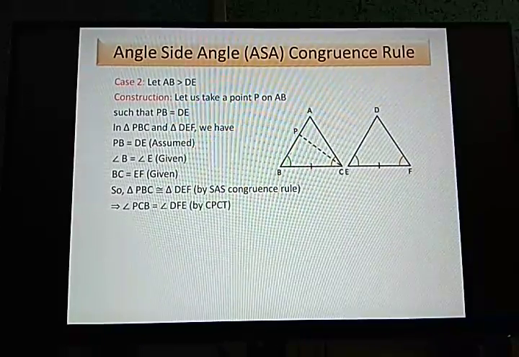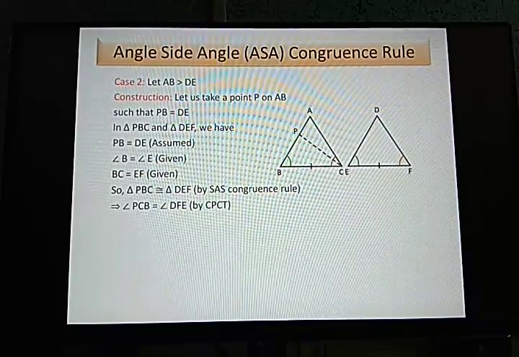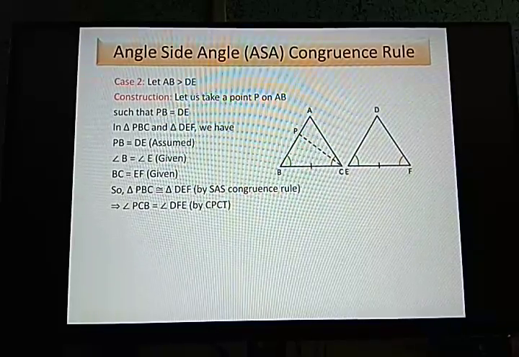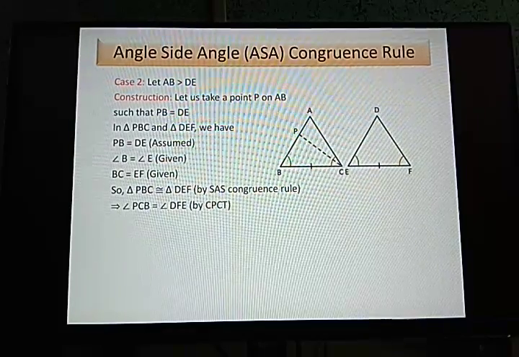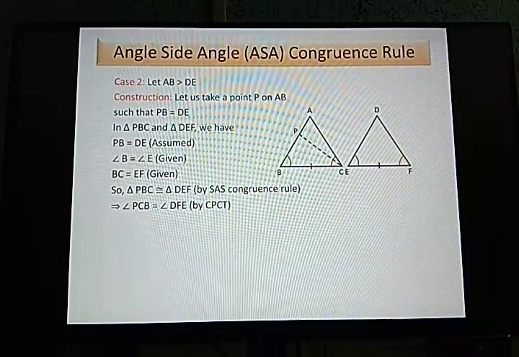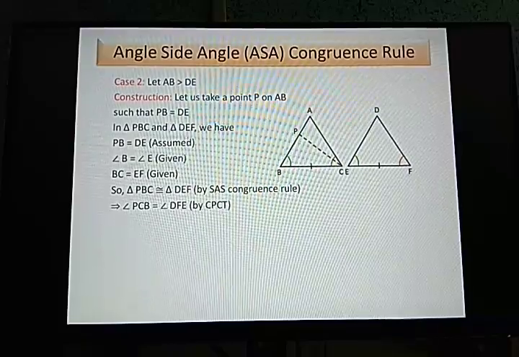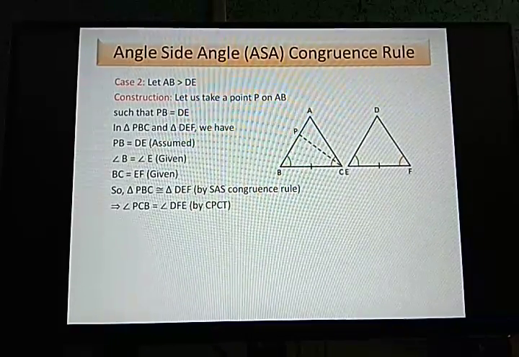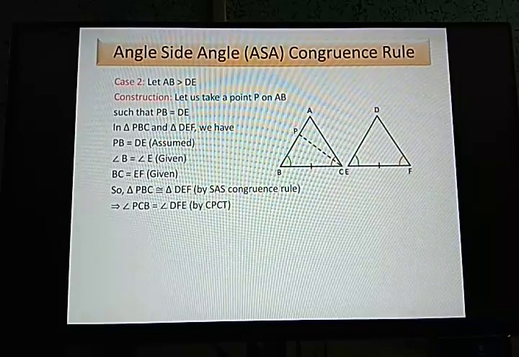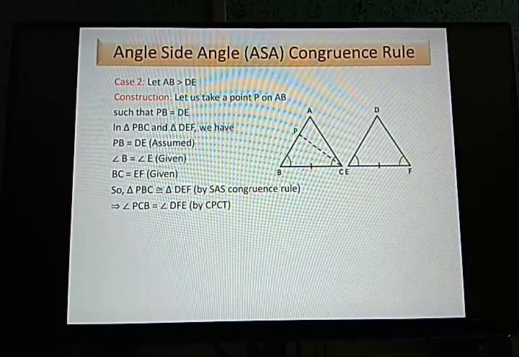Now, after showing that triangle PBC is congruent to triangle DEF, we can write that angle PCB is equal to angle DFE by CPCT. Now, if you remember correctly, CPCT stands for corresponding parts of congruent triangles.